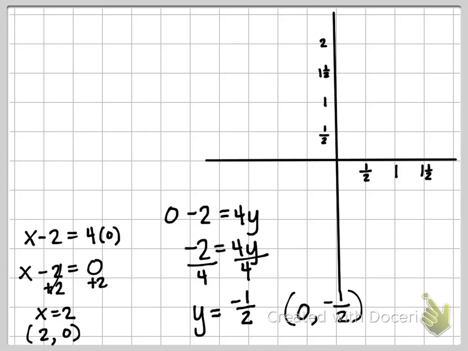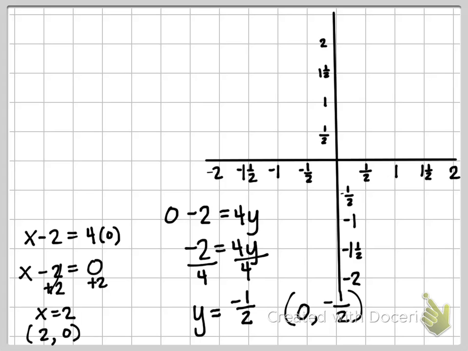Then I've got -1/2, -1, -1.5, and the same on the other axis: -1/2, -1, -1.5. This needs to go to 2, and -2 and -2.